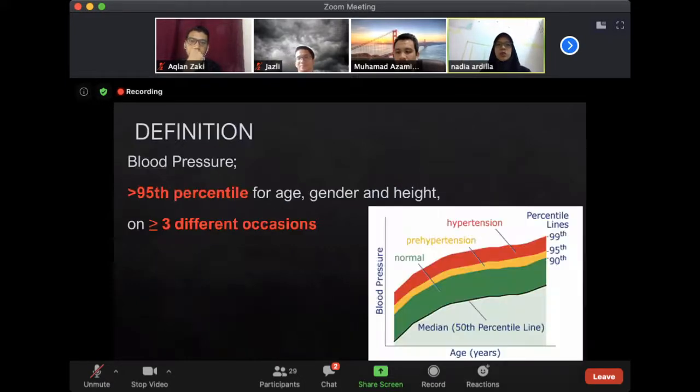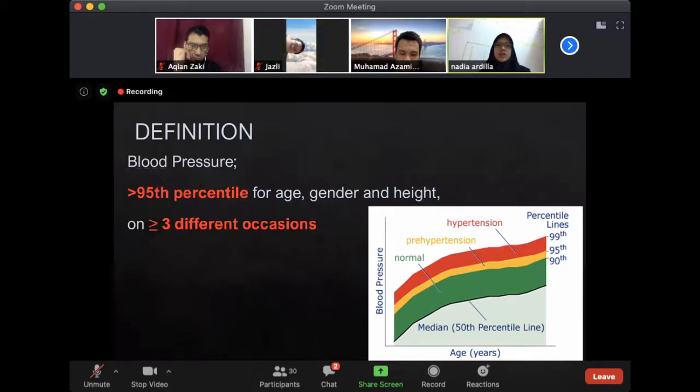So what is hypertension in children? It's when their blood pressure is more than the 95th percentile for age, gender, and height on 3 or more different occasions. It's not on the same visit, it's 3 different visits. About the more than 95th percentile, you can always check in your PIT protocol, the earlier table. There's a definition of blood pressure according to age, gender, and height.